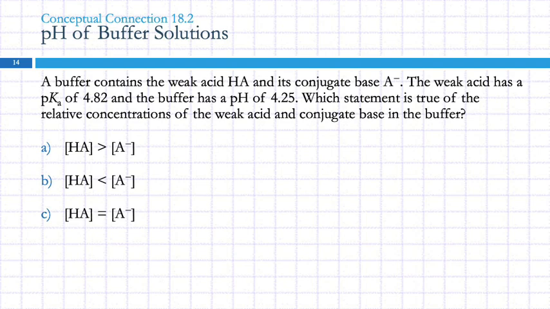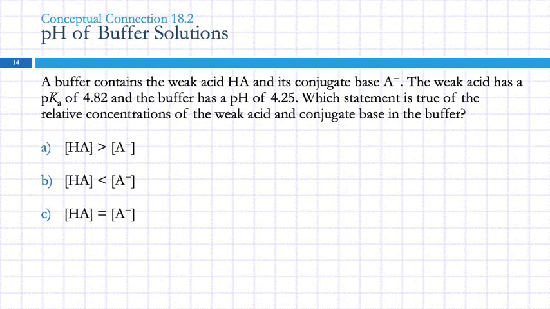I think this should have been before the previous slide, but whatever. A buffer contains a weak acid, HA, and its conjugate base, A minus. The weak acid has a pKa of 4.82, and the buffer has a pH of 4.25. Which statement is true of the relative concentrations of the weak acid and conjugate base in the buffer? They're just asking us, is the acid greater than the base? Is the acid less than the base? Or is the acid equal to the base?